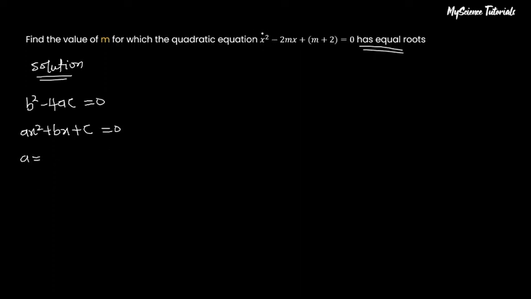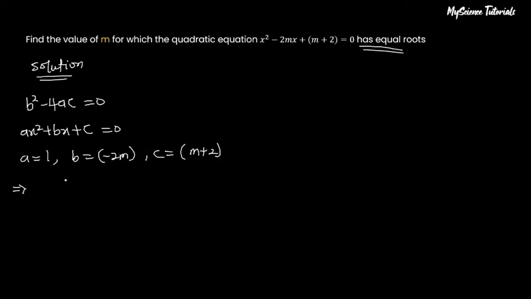If I compare this equation to this equation over here, it means that my a term is the coefficient of the x squared term over here, which is 1. Then my b term is the coefficient of the x term, which is negative 2m. And then my c term is the constant over here, which is m plus 2. So all I need to do is substitute these individual variables into this equation at the top.